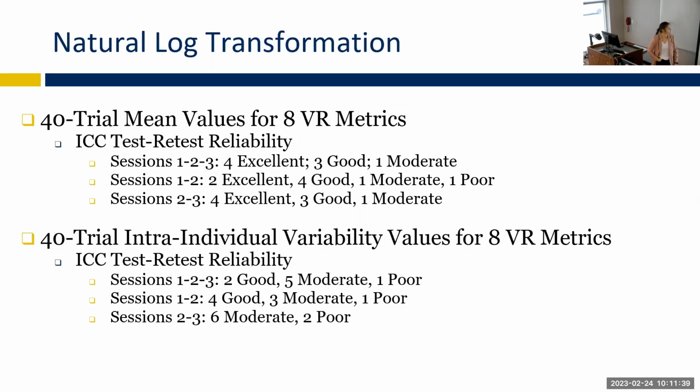And then here's to sum it all up and give you a better picture of it. For the 40-child means for the ICC, we can see that there were a lot of excellent values, and that sessions 2 and 3 had 4 excellents compared to sessions 1 and 2, which only had 2 excellents. And for the 40-child IIV, we can see there are no excellent values, but there are a lot of good and moderates, meaning that they're still acceptable and still really good and reliable. We can tell that from sessions 1 and 2, there are 4 good versus 2 and 3, where there are only 6 moderates, meaning that sessions 1 and 2 were better than 2 and 3.